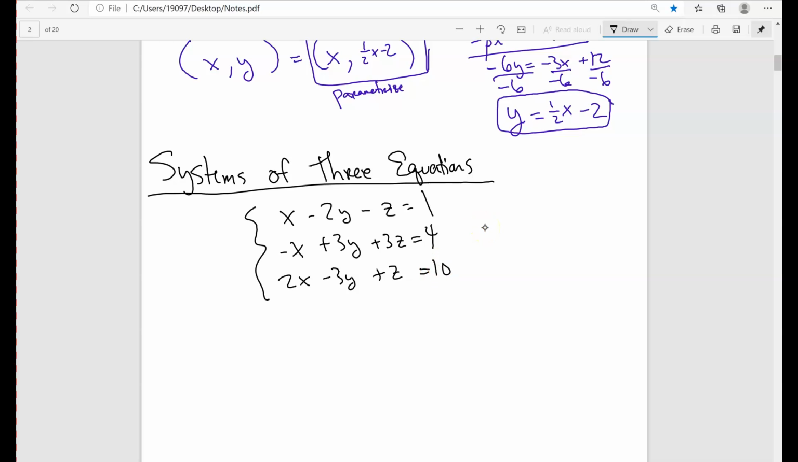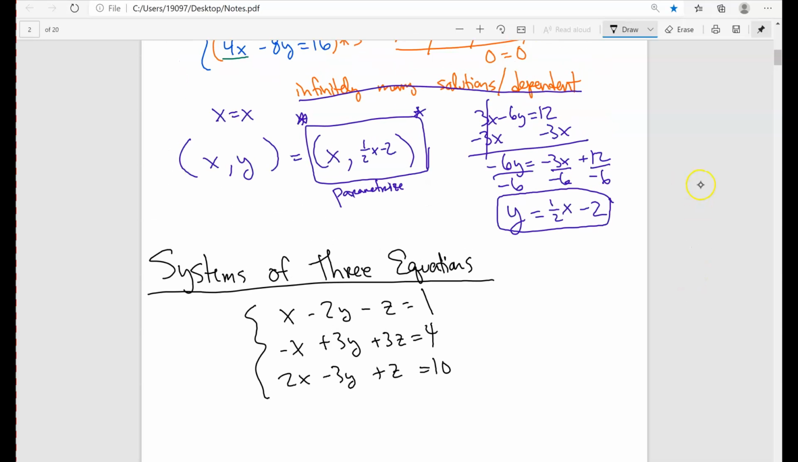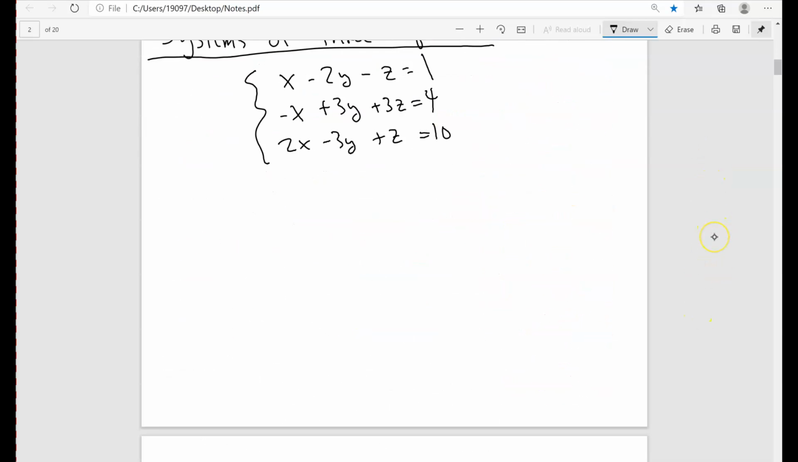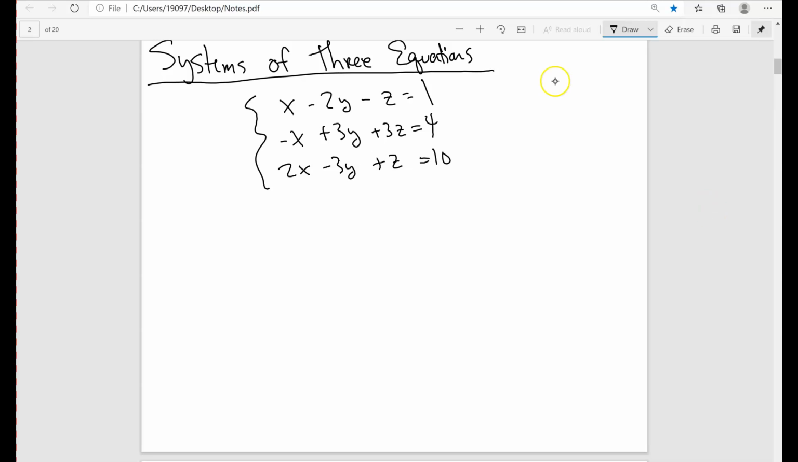Okay, so here what you really want to be able to do, now it gets a little more confusing because now you have three different things that you're working with. And again, this can also give you the three different types. It can give you one solution, multiple solutions, or no solutions. Now, to solve this, the process gets a little harder. And if you kind of want to see it in three-dimensional space, lines in three-dimensional space are actually called planes.